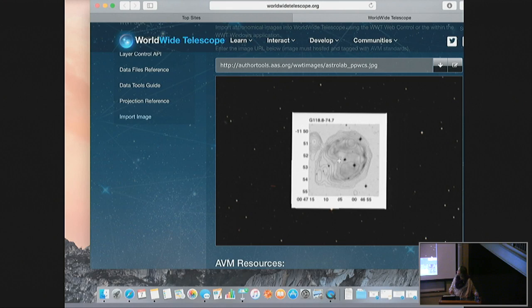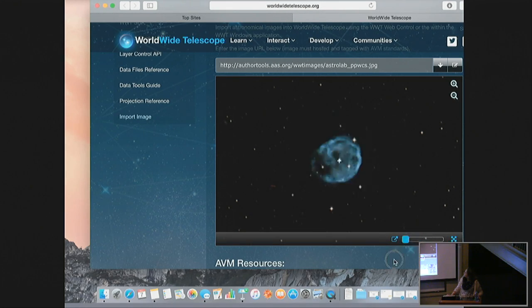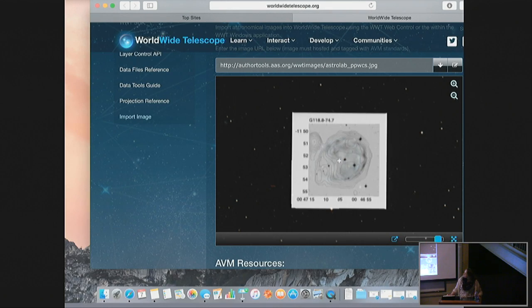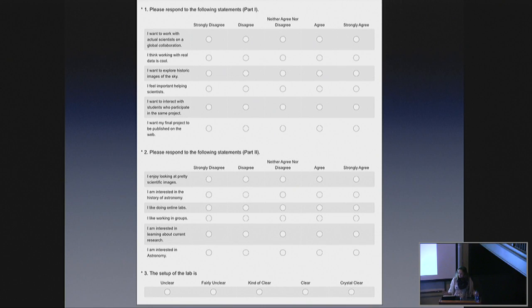So here's the same image we've been working with. You can actually see it overlaid with an image from the All Sky Survey, which is pretty cool. Ideally, this would work with all images of the sky that have ever been published. So after showing the students this demonstration, I asked them to fill out a survey.